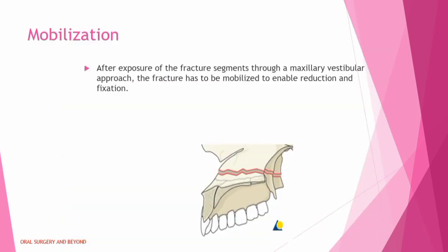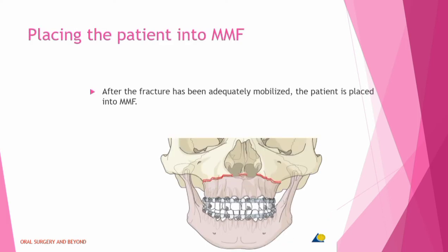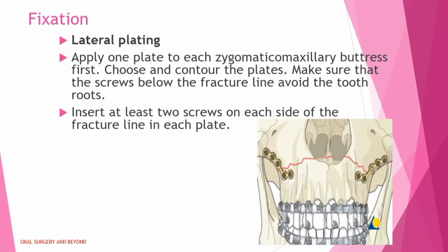Mobilization. After exposure of the fracture segment through the maxillary vestibular approach, the fracture has to be mobilized to enable a reduction and the fixation. Placing the patient into IMF. After the fracture has been adequately mobilized, the patient is placed into IMF to maintain its occlusion, as I already covered.